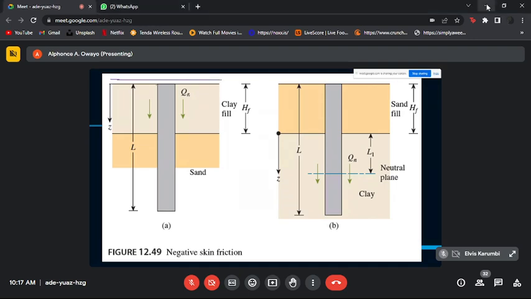So if it swells, the new pile will be there. And so this is the new outline of the pile because of this phenomenon. But this is not negative skin friction. It's only referred to as negative skin friction when the reverse happens.